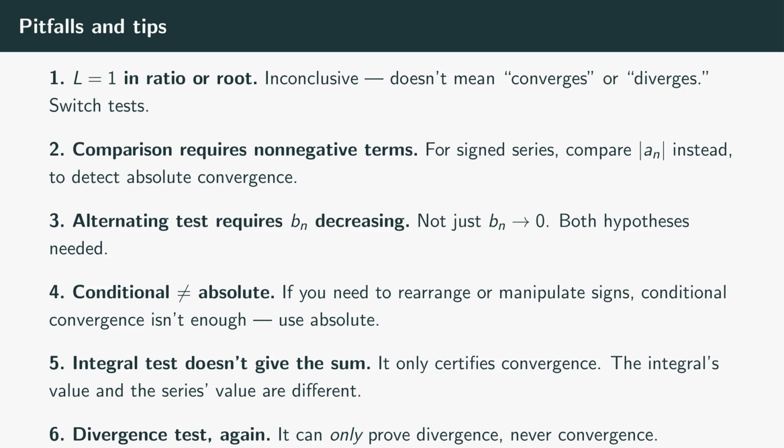Conditional convergence and absolute convergence are different beasts. If you need to rearrange a series, take limits inside sums, or do anything fancy, absolute convergence is what you want. Conditional convergence is fragile and breaks under manipulation, courtesy of Riemann.